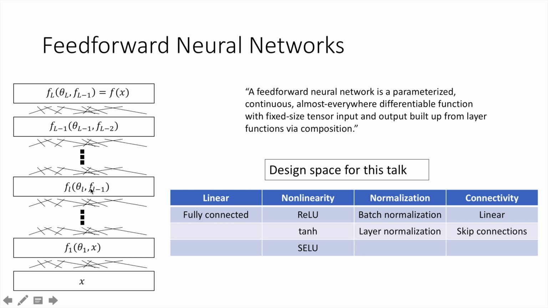A formal definition of the types of feed-forward neural networks considered in this talk might be: a feed-forward neural network is a parameterized, continuous, almost everywhere differentiable function with fixed-size tensor input and output built up from layer functions via composition. In the bottom right, we show the design space for neural networks considered in this talk, i.e., the operations that we will use to build up layers and networks.